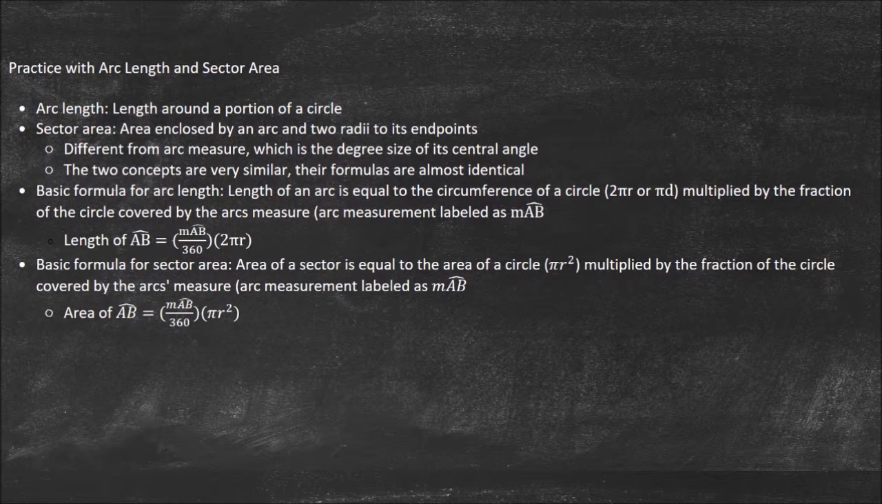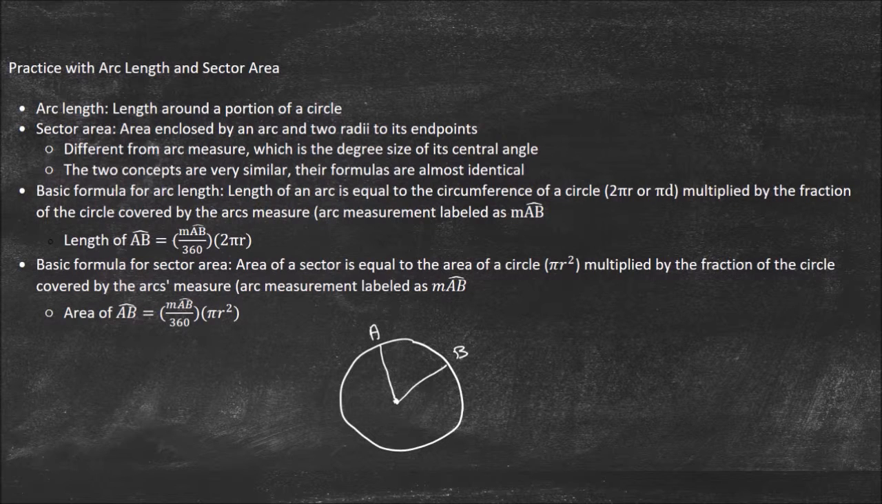For arc length, we're looking for the measure around a certain arc. So let's say we have this arc here, let's name it AB. The arc length is the perimeter from A to B. And sector area is the area inside of the arc, the area right here. So it's very similar to the area versus perimeter problem that you've gone over countless times before.